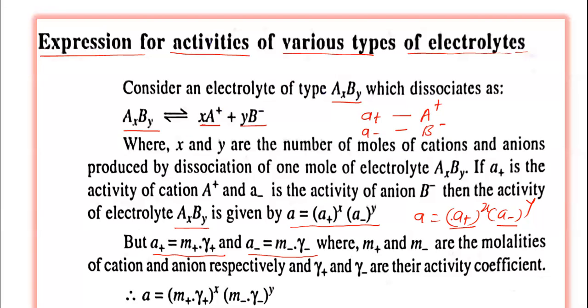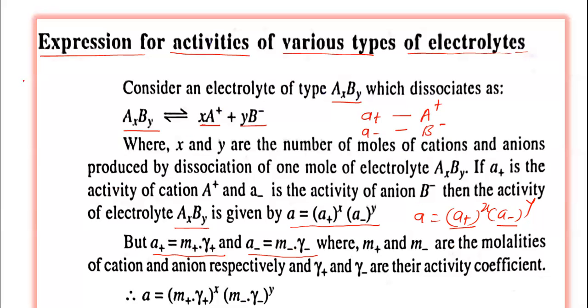So this is the general derivation for the activity of the electrolyte, the general expression. Activity is equal to A plus raised to X and A minus raised to Y. But now A plus is equal to M plus into gamma plus, and A minus is equal to M minus into gamma minus. So let us substitute this A plus.